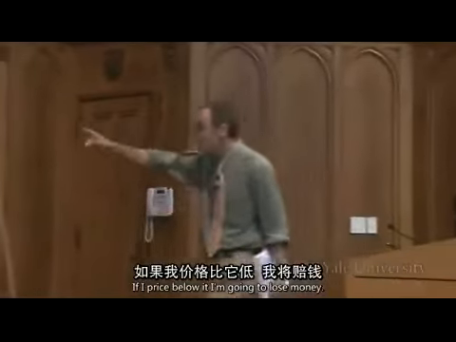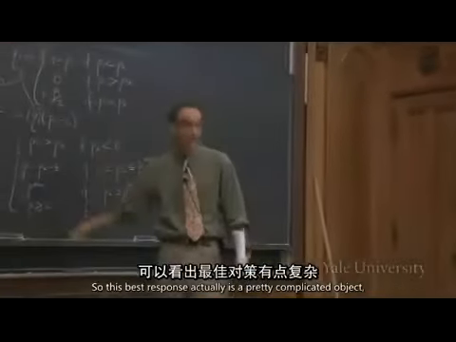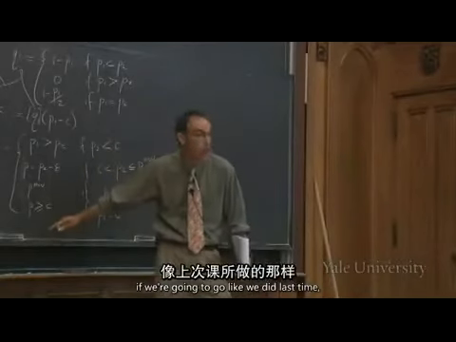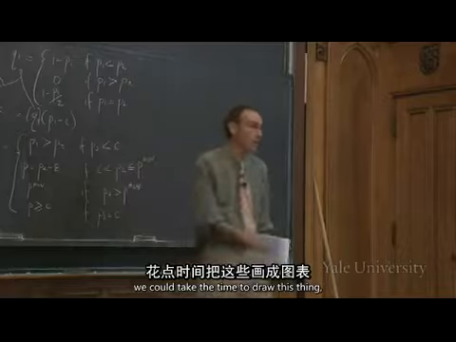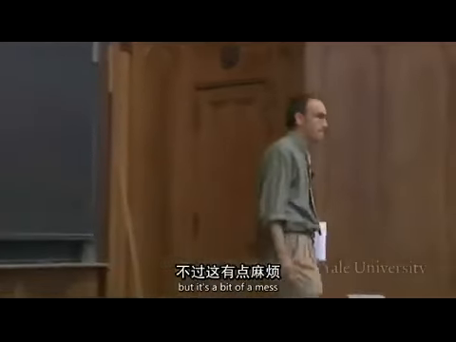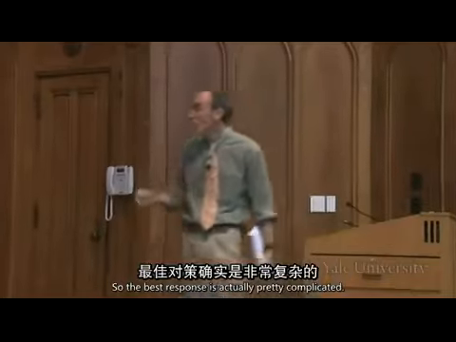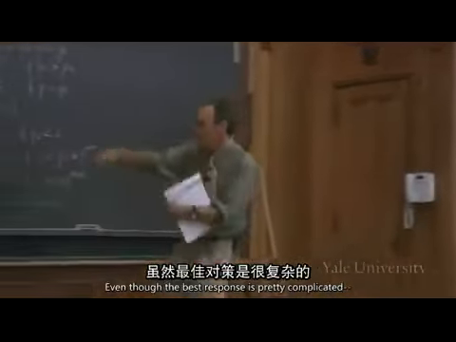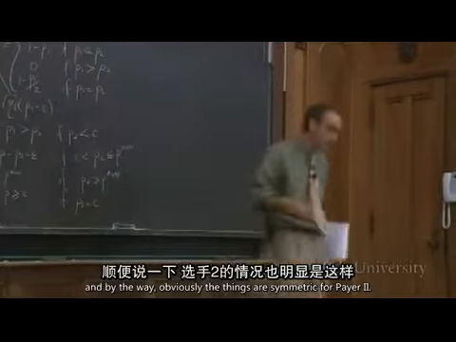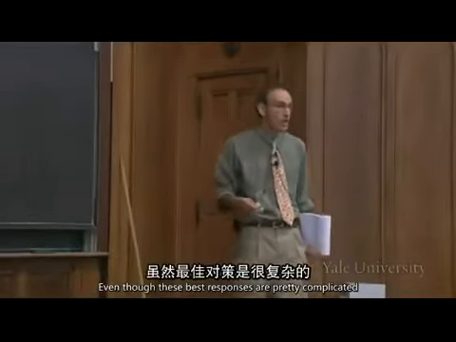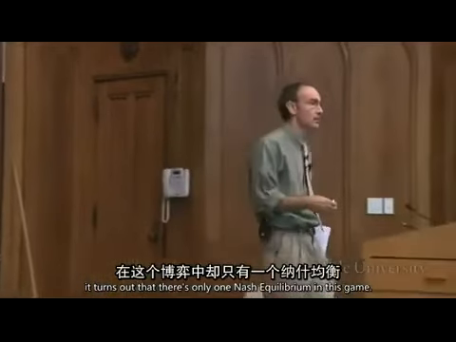So this best response actually is a pretty complicated object, and if we were going to go like we did last time, we could take the time to draw this thing, but it's a bit of a mess, so I won't worry about doing that right now. The best response is pretty complicated, and by the way, obviously the things are symmetric for player 2. Even though these best responses are pretty complicated, it turns out that there's only one Nash equilibrium in this game.